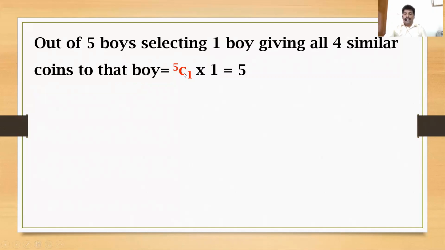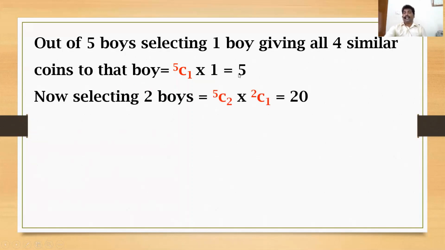Combination means selection. And giving these 4 similar coins to that boy. That is one case. Now the second case is, out of 5 boys, selecting 2 boys and giving these 4. So here 2 different cases will be there.